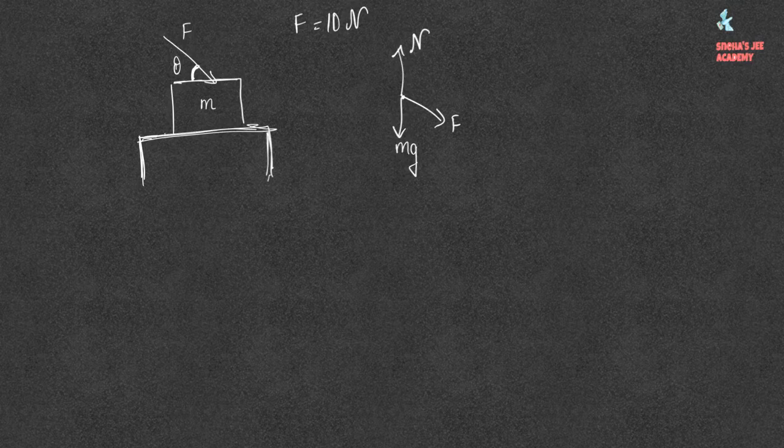We have to draw the components of F. Let's draw it here first. Over here it will be F sin theta, and over here it will be F cos theta. That means the force over here is F sin theta, and this is F cos theta. As we know, the normal is always equal to the opposite forces acting on it till the surface breaks. So over here we have normal equal to mg plus F sin theta.